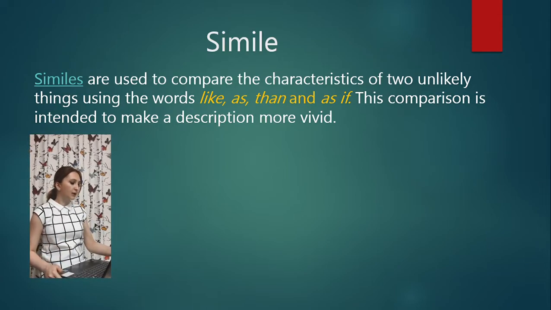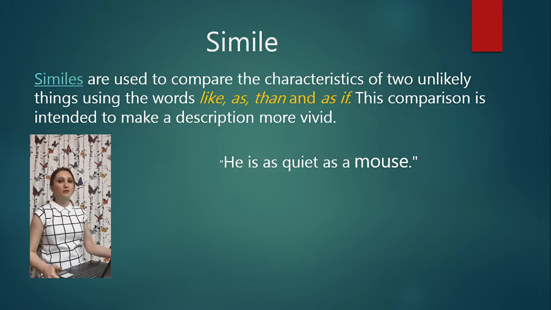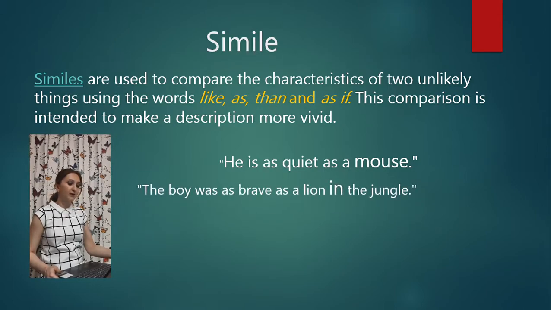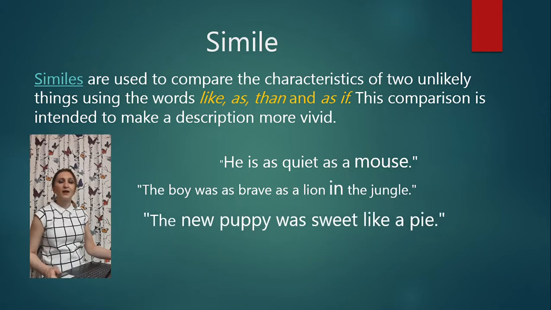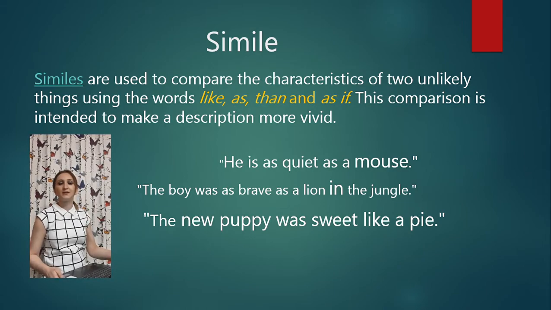For example, he is as quiet as a mouse. He, your friend, and a mouse are completely different. What is the common quality between them? They are both quiet. And we say, he is as quiet as a mouse. Another example, the boy was as brave as a lion in the jungle. The new puppy was sweet like a pie. These are all examples of similes.